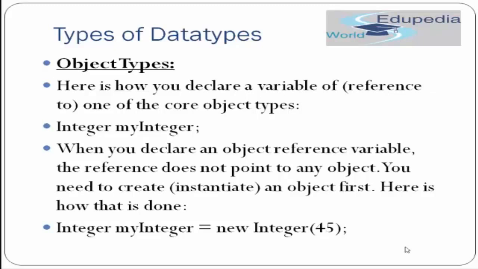When you declare an object reference variable, the reference does not point to any object. You need to create or instantiate the object first. Here is how it is done. When you simply write Integer myInteger, it is not pointing to anything, so the object is not yet created. Whenever you have to create an object of any class, may it be a user-defined class or a Java-defined class, you need to use the new keyword. As shown below, we are declaring Integer myInteger equals new Integer, and the value that we are giving is 45.